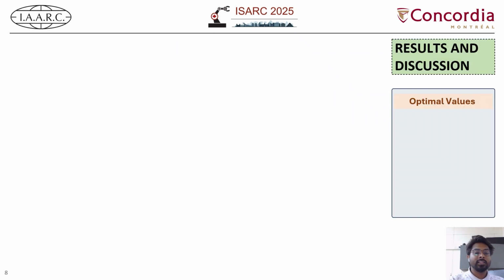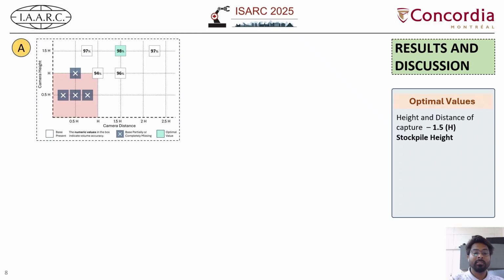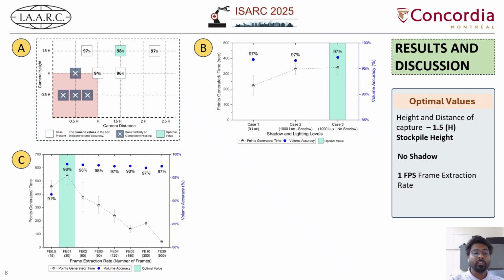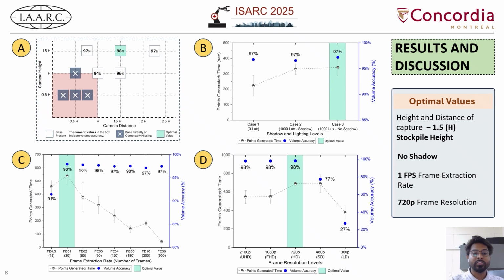Moving on to the results and discussion that we got from the initial 3 C&D waste stockpiles, we got the optimal value of 1.5 times the height of the stockpile as the camera height and distance. And in terms of the lighting and shadow, we got that no shadow gives a better result. However, there was no difference in terms of the accuracy, just the difference was observed in terms of the points generated per time. In terms of the frame extraction rate, we got 1 frame per second as the optimal value, and for the frame resolution we got 720p as the optimal value.